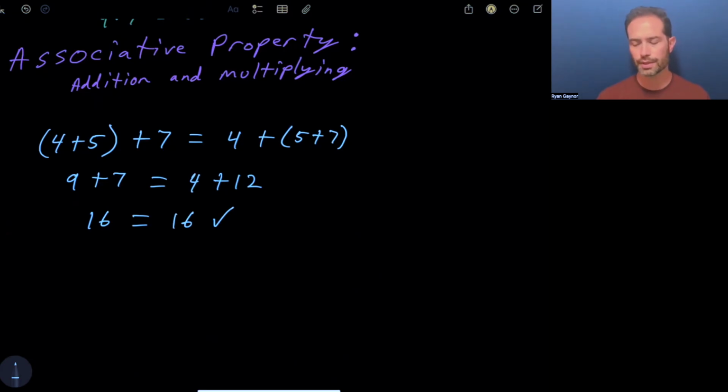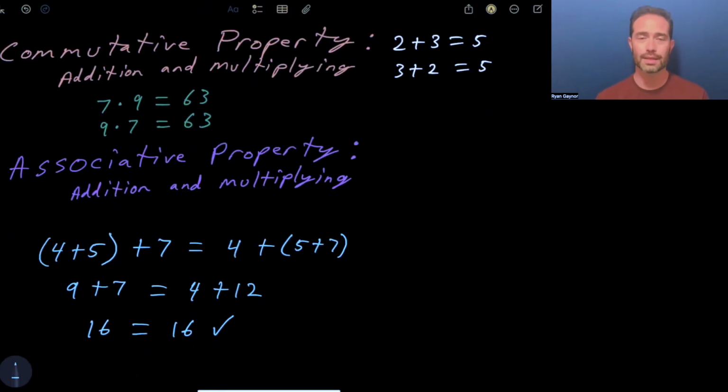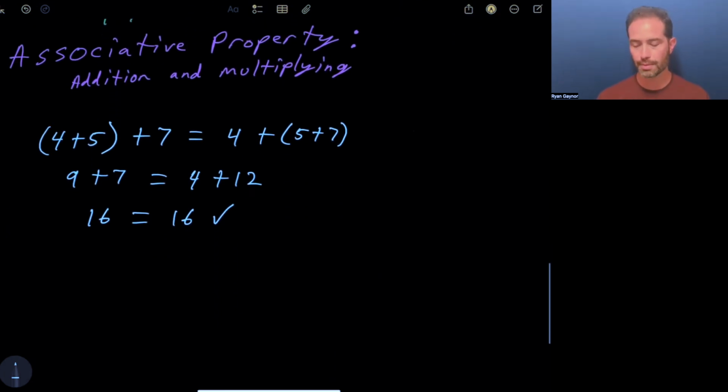All right, let's talk about the difference between associative property and commutative property, because you'll see this a lot on tests. They'll ask you, is this commutative or is this associative? Commutative is that the order does not matter, right? So 2 plus 3 is 5, and 3 plus 2 is still 5, or 7 times 9 is 63, and 9 times 7 is still 63. For associative property, I'm changing the grouping. So I'm putting the parentheses on the first two, and then in the second one, I'm putting the parentheses on the second two. But you can see they're still in the same order, right? 4, 5, 7, and then 4, 5, 7. So that is the difference.